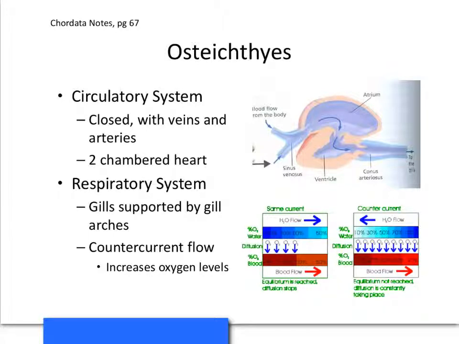And I should say this has nothing to do with the direction they're swimming. It's not like they always have to swim against the flow in a stream or something like that. That doesn't matter. It's just the way that the water is always moving in their mouth and out their gills. So it's always moving in a ventral to dorsal or cranial to caudal direction, and the blood is flowing the opposite way inside their blood vessels.